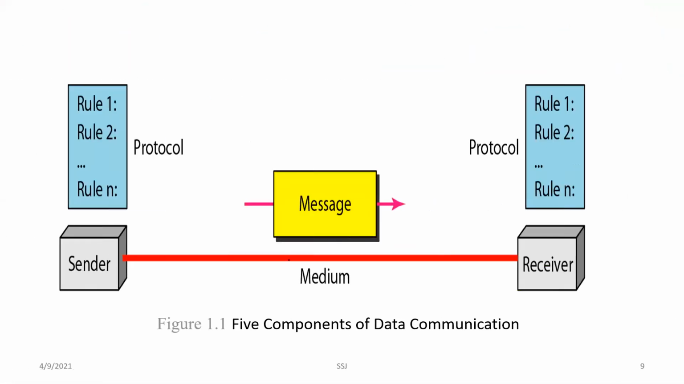So the 5 components of data communication are: first we have the message. This is the first component, message. Then we have the sender, the receiver, and next we have the transmission medium, and finally the fifth one will be the protocol. So these are the 5 components of data communication.